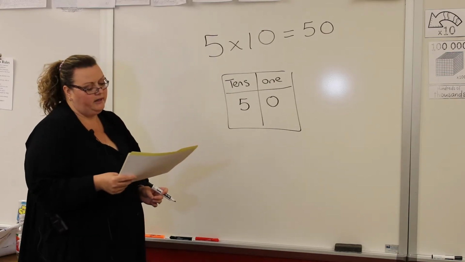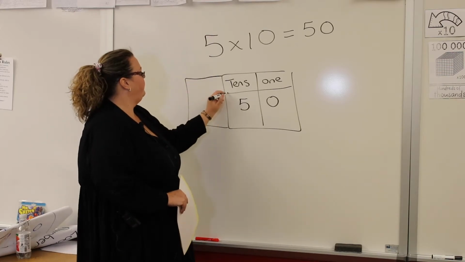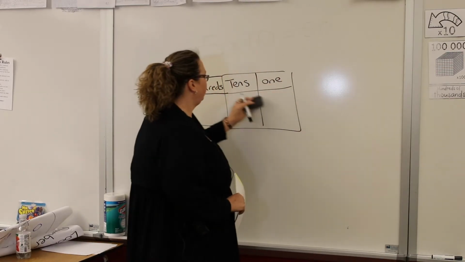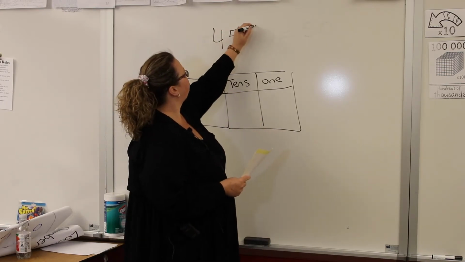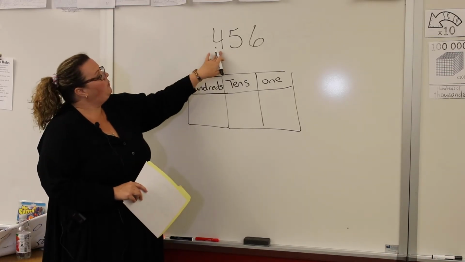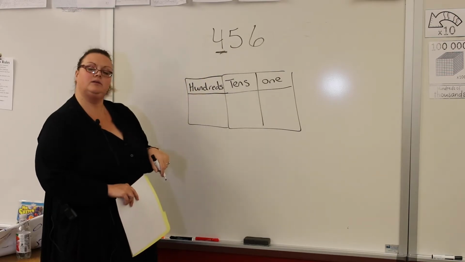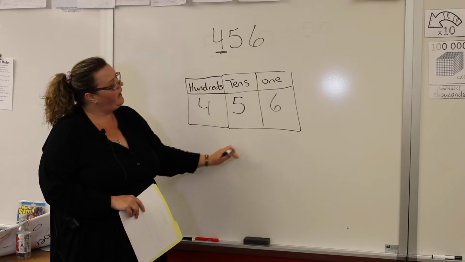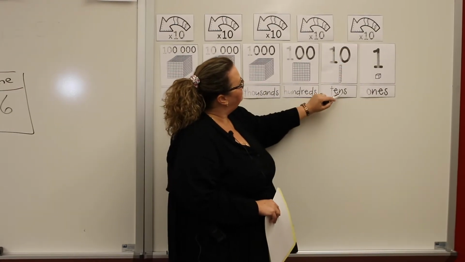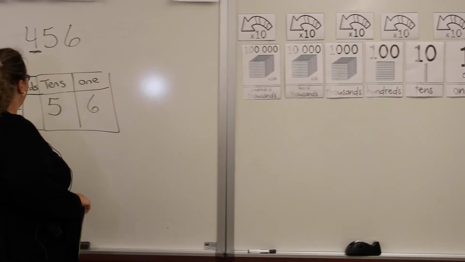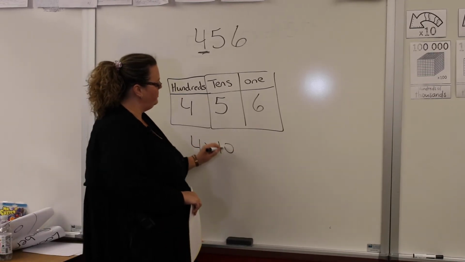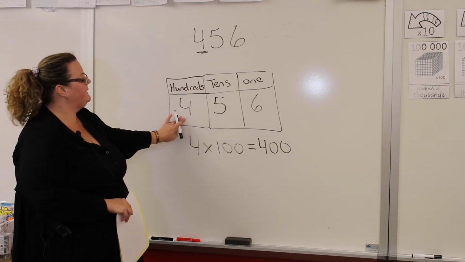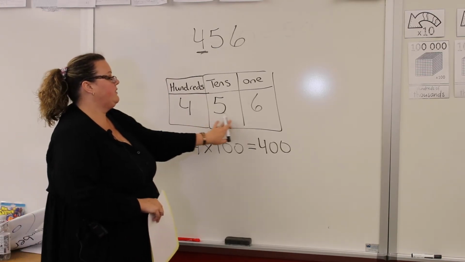All right, now we're going to add one more space to our chart. And this space is going to become the hundreds. And we're going to take a look at this number right here, 456. We're going to look at what the value of the 4 is. So if I write this on my chart here, 4, 5, 6. So 456. And I come back here and I look, okay, well, times 10, times 10, times 10. I know that this is 100, so I'm going to do 4 times 100 equals 400. So the value of this 4 is 400 because it is in the hundreds place. So it is 4 hundreds, 0 tens, and 0 ones.